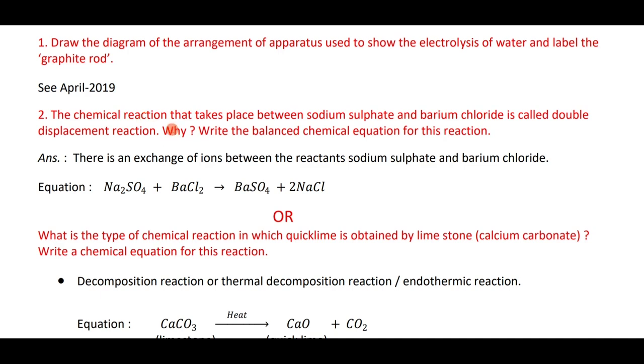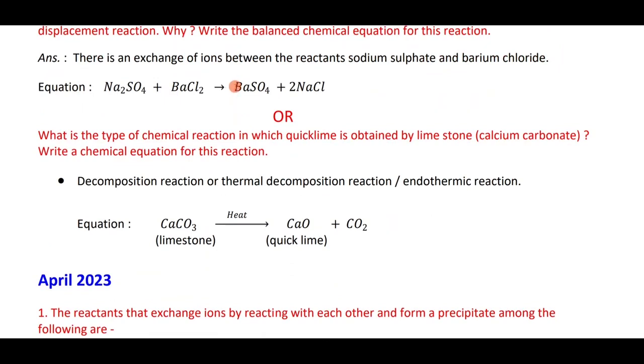The chemical reaction that takes place between sodium sulfate and barium chloride is called double displacement. Why? Because there is exchange of ions between the sodium sulfate and barium chloride. Write the balanced chemical equation. Sodium sulfate plus barium chloride gives barium sulfate plus sodium chloride. What is the precipitate here? Barium sulfate is the precipitate.